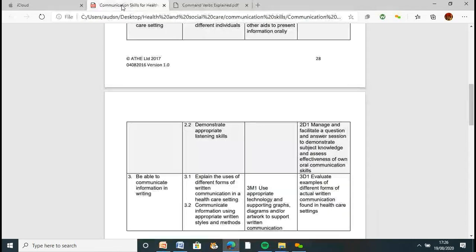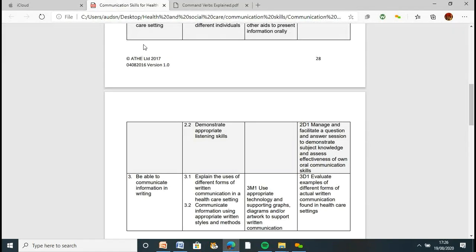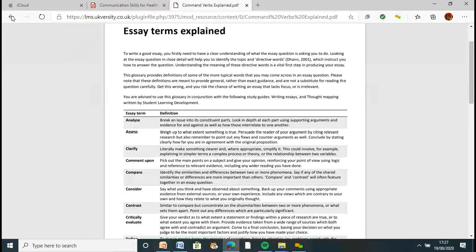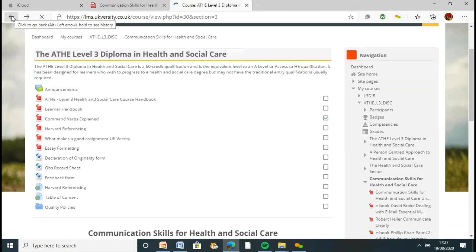One will say define the meaning of communication, another will say evaluate the meaning of communication, evaluate the different models. So for example, analyze is to break an issue into parts and make arguments supporting it or against it. And then to evaluate is to give your verdict on what a statement or findings are and find out if you agree with them or disagree with them. If you have a few minutes, have a look at this. Seriously, it's a fantastic little document.